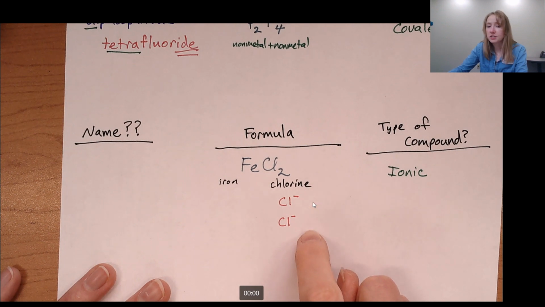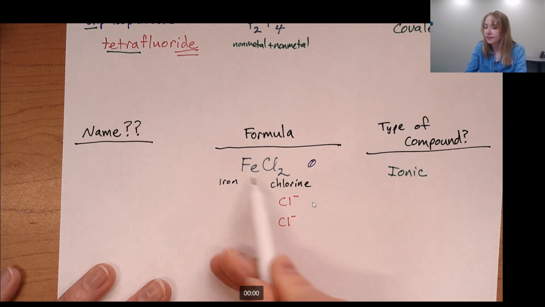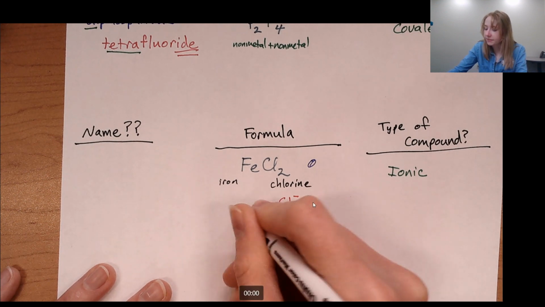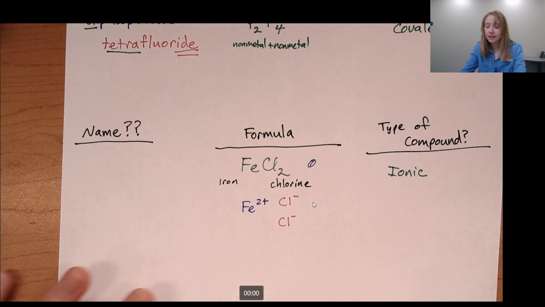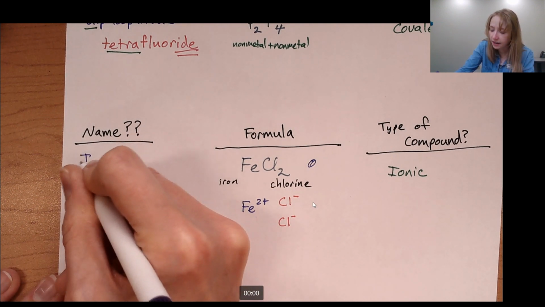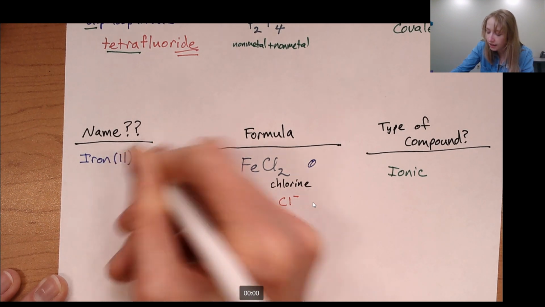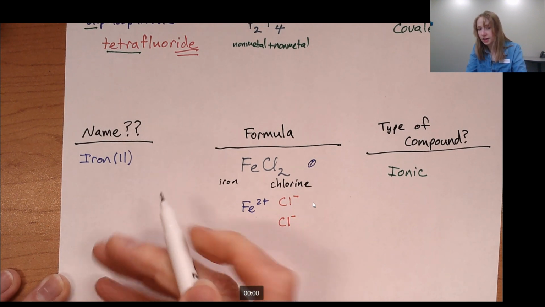So I've got two negative charges, and I know that this compound has a net charge of 0. So I need to figure out what the charge is on this single iron ion to give this a net charge of 0. That means I have to have the Fe2+ form for my iron ion. And so to name the first ion, I'm just going to write the name followed by the charge in Roman numerals. So I have a 2 for the 2+ charge.